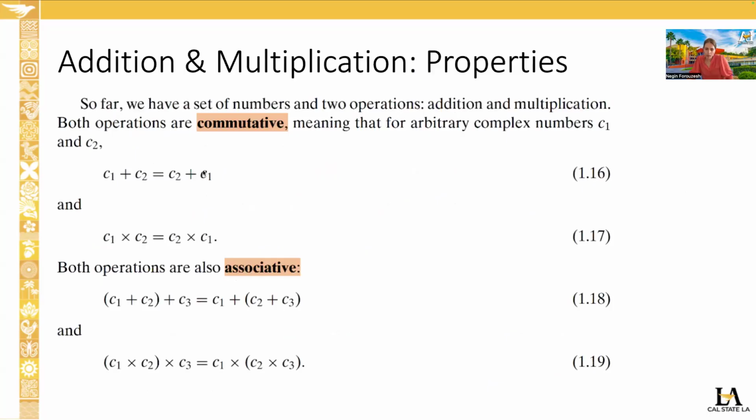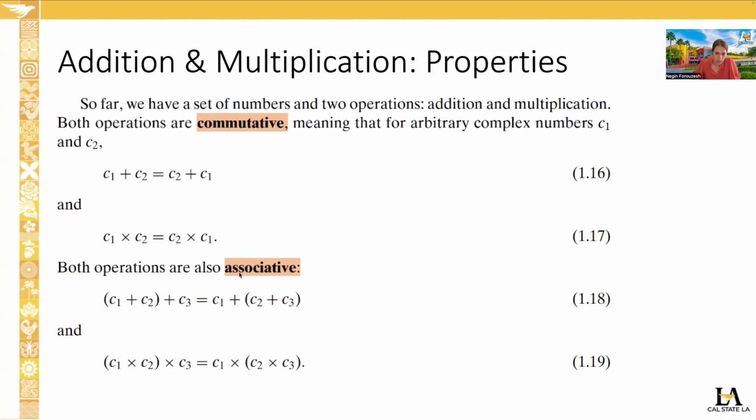Now there are some properties that are very important when it comes to addition and multiplication. We had these terms earlier in discrete math. So if you had this course with me or with some other professors, you may remember these terms. The first one says commutative, meaning that if you want to add two numbers, it doesn't matter if you add C1 and C2 or if you change the order. Same thing with multiplication. They also hold this property.